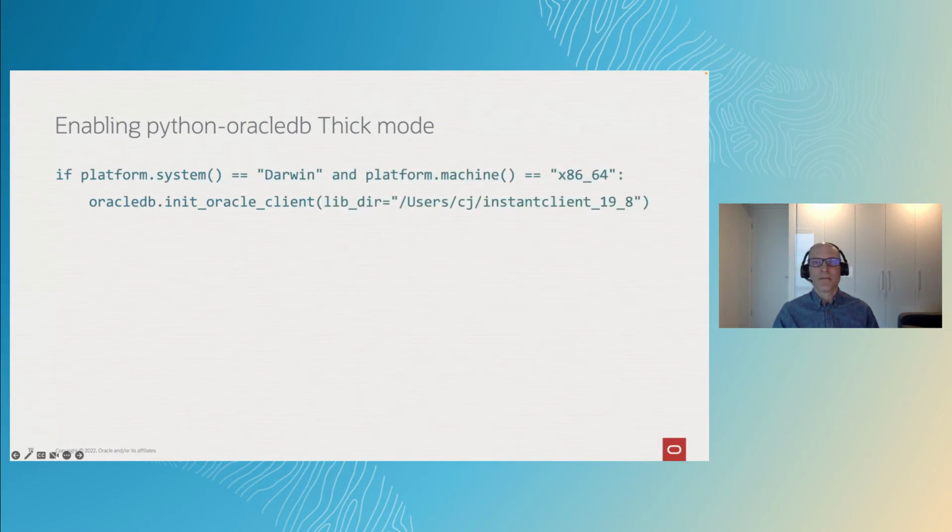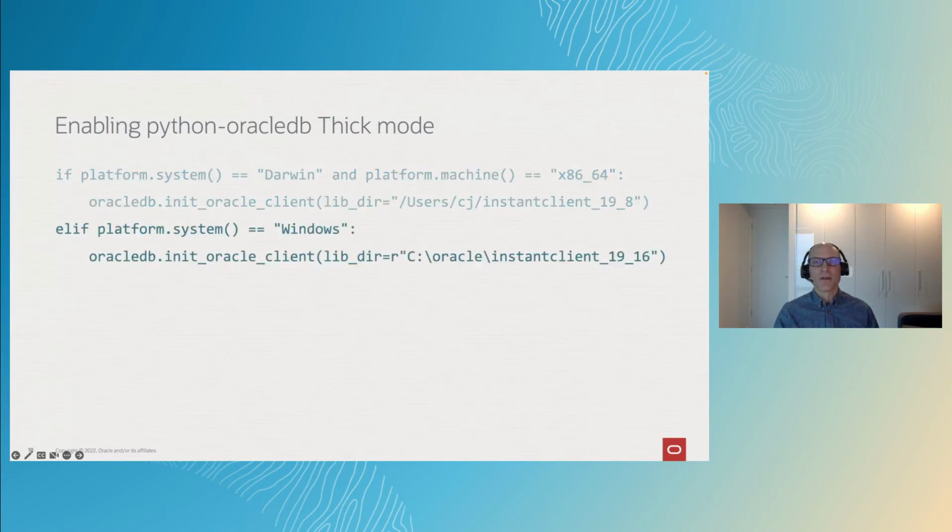In details on macOS for Intel chips, x86-64, you pass the libdir argument set to the instant client directory. Similarly on Windows, you do the same. You can see I'm using the raw string there, R double quotes, because I've got the backslashes. I don't want the backslashes to be interpreted as escape characters. I should note that you don't want to pass a libdir parameter if your PATH environment variable already includes Oracle client libraries. You can use it, but I'd recommend against it because you might possibly end up with clashes if you have different versions being set inside the app versus outside the app.